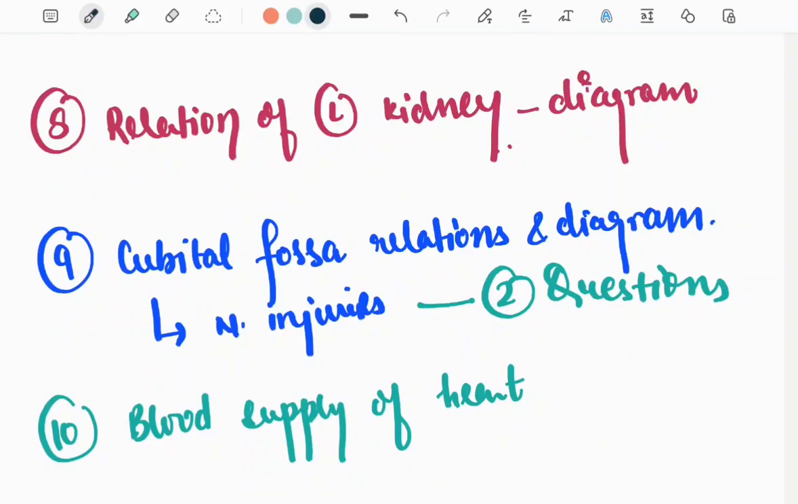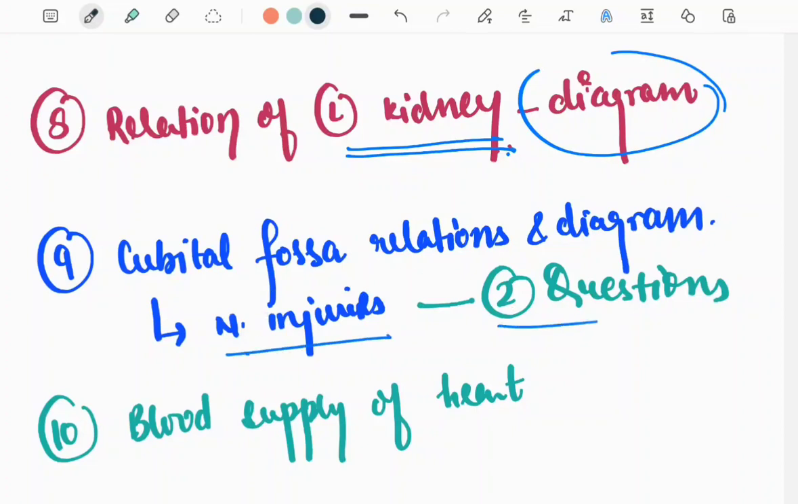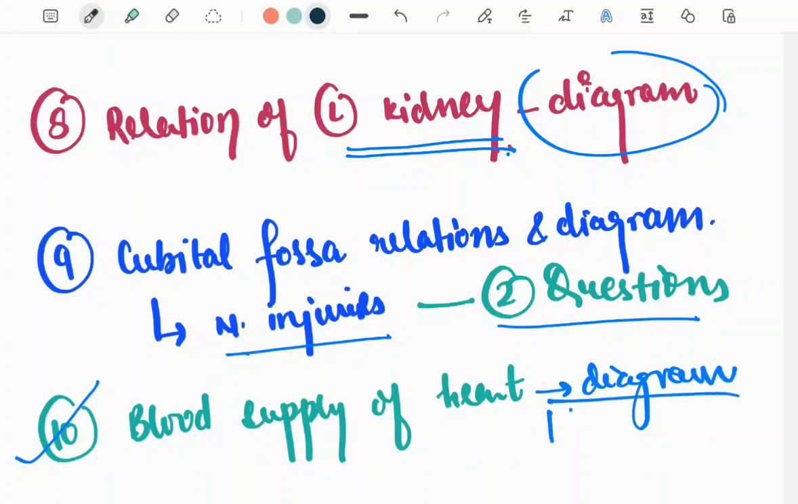Next, you have to learn the relations of the left kidney and diagram. Practice the diagram. Next topic is cubital fossa relations and diagrams. Nerve injury: there were 2 questions in that paper related to nerve injury only, like median nerve and ulnar nerve. And practice the diagram of blood supply of heart. It has been asked very frequently.